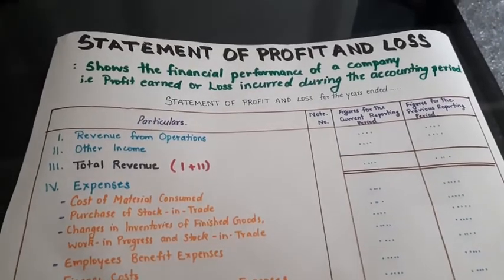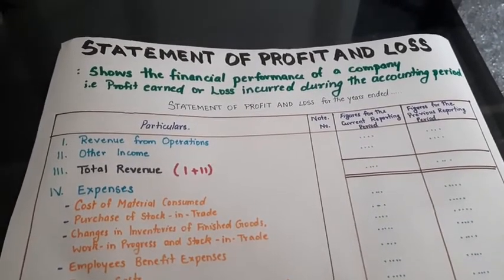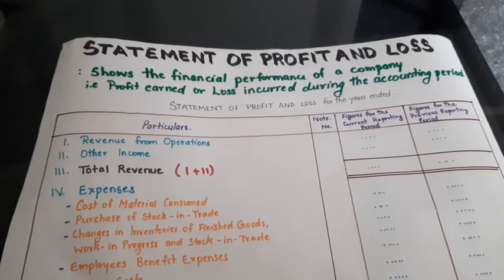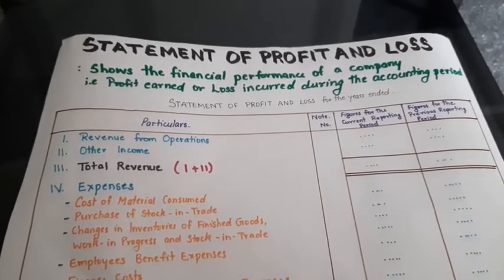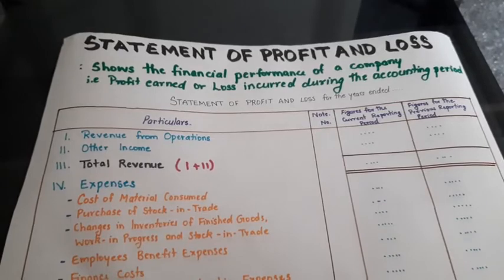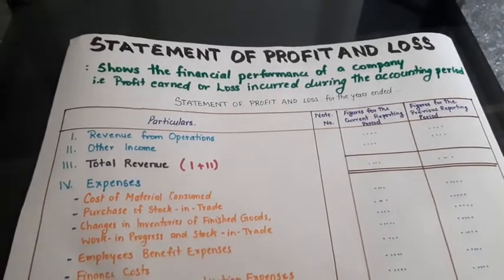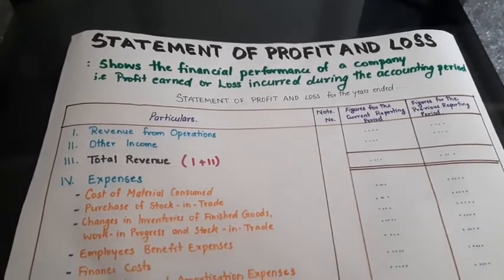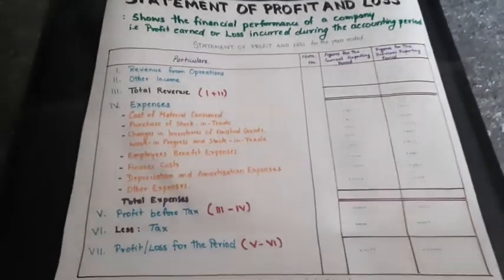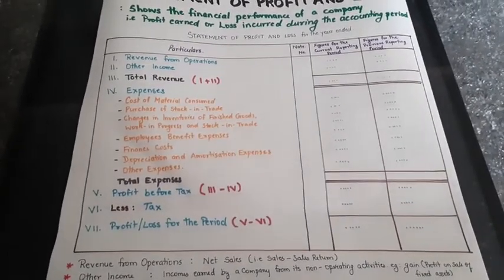First topic for today's discussion is statement of profit and loss. Statement of profit and loss shows the financial performance of a company, that is, profit earned or loss incurred during the accounting period. Children, in front of you is the format of statement of profit and loss.